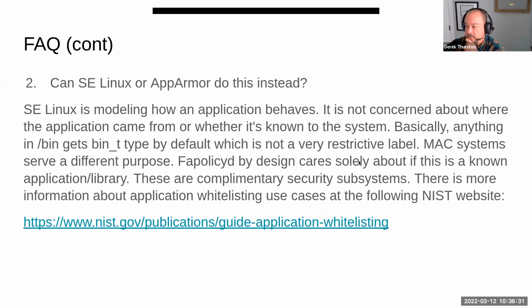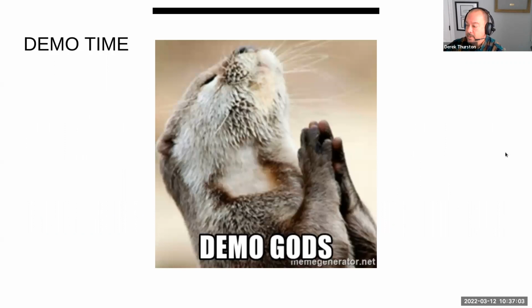faPolicyd cares about, is it a known application on your system? And then does it match these requirements that you've listed in your rules file? And there actually is a NIST publication for anyone who's interested in government requirements, that breaks down application allowlisting. That's a non-PC term that they're using. So now it's demo time. Are there any questions at all before I dive into hopefully a successful demo?